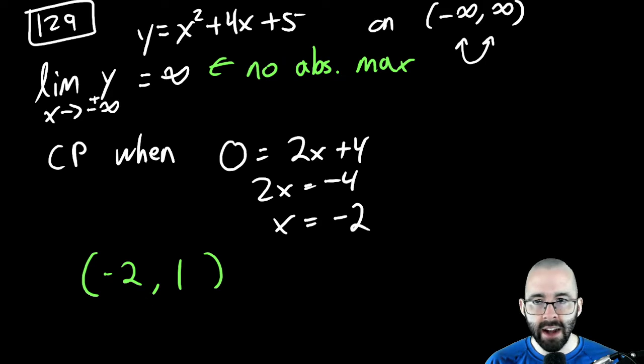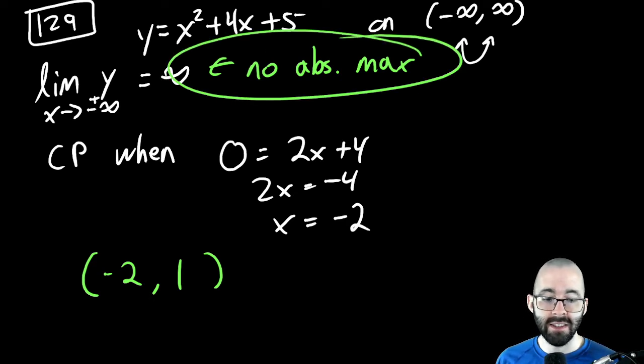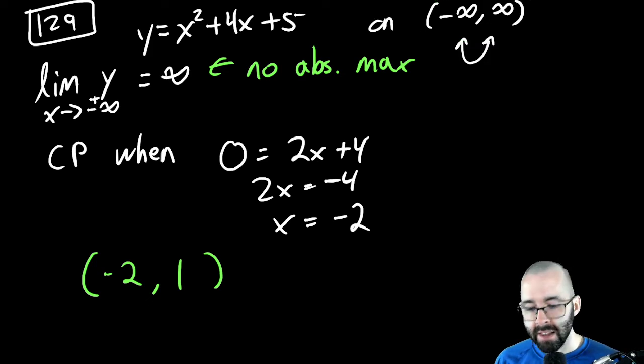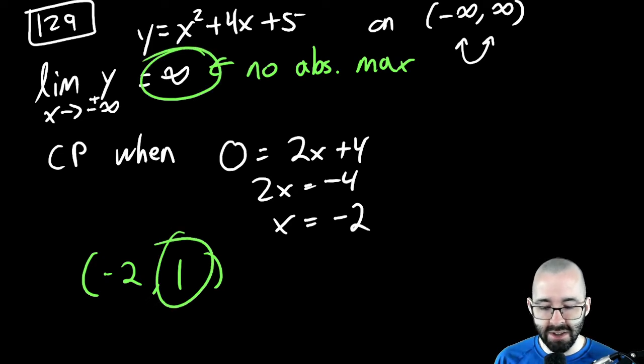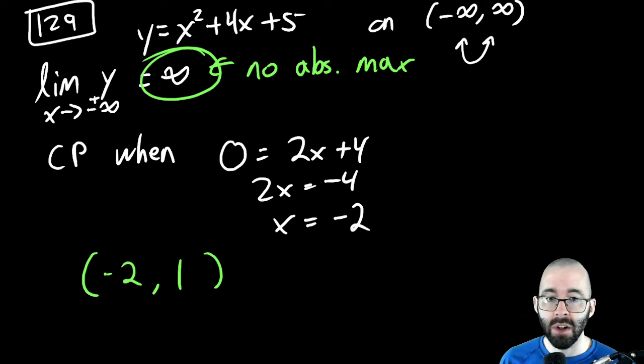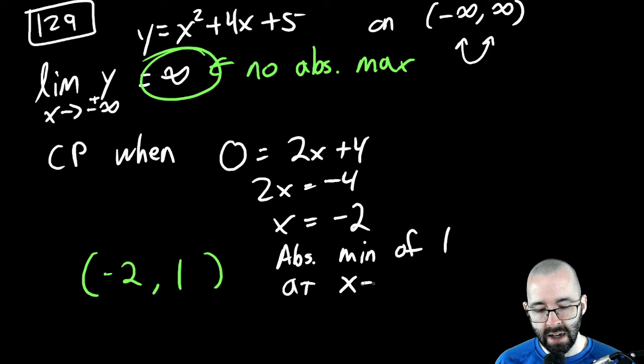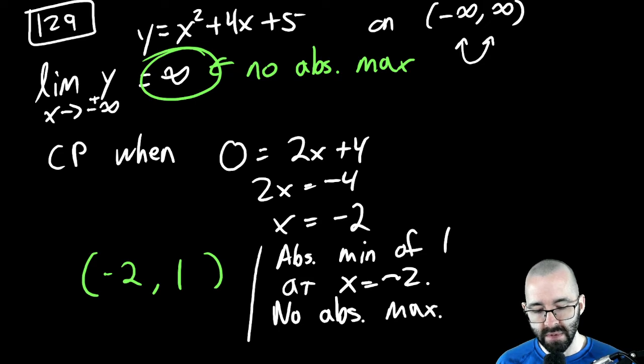So once you find all the candidates, you look at the end behavior, and you look at the candidates and say, what's the biggest? The biggest is infinity. Since this is at the end of an open interval, it's not included, there's no absolute maximum. Then we'd say, what's the smallest? Well, out of these two candidates, one is smaller than infinity. This is going to be our global or absolute minimum. So we'd say absolute min of 1 at x equals negative 2 and no absolute max. And that's our answer. Let me know if you have questions about that one.